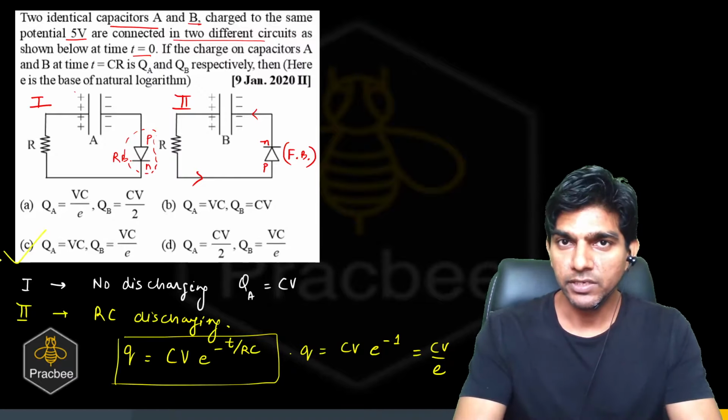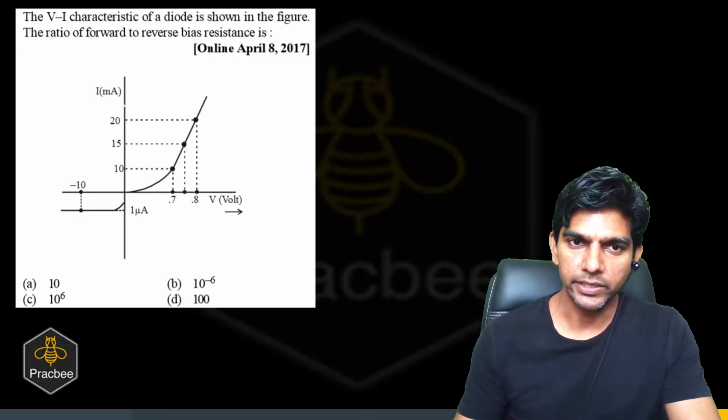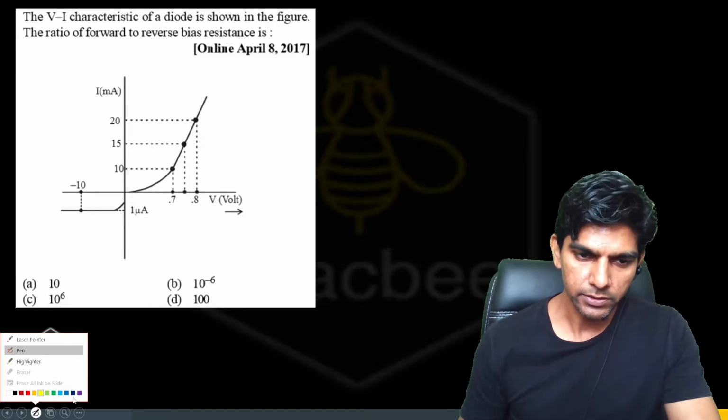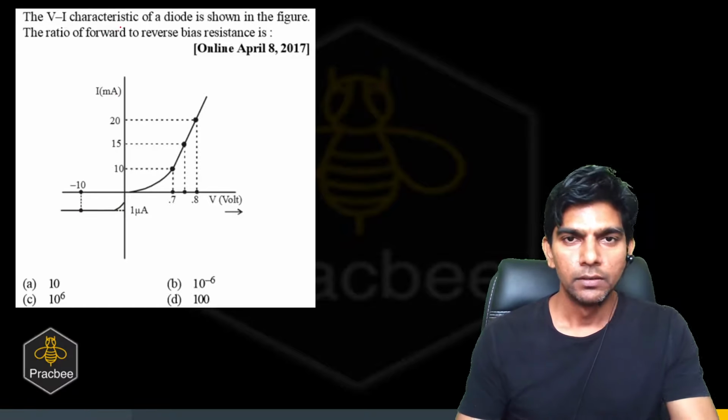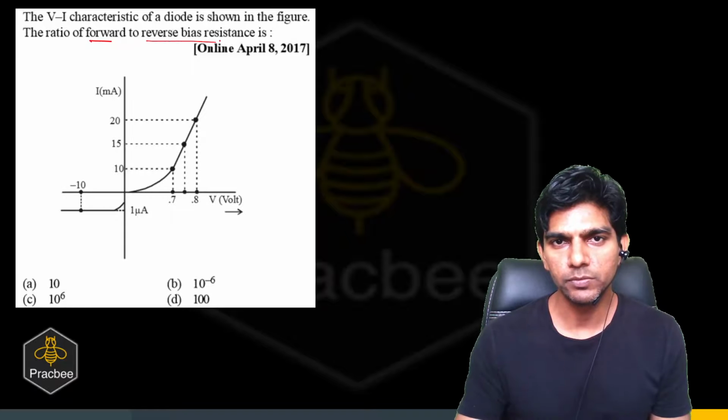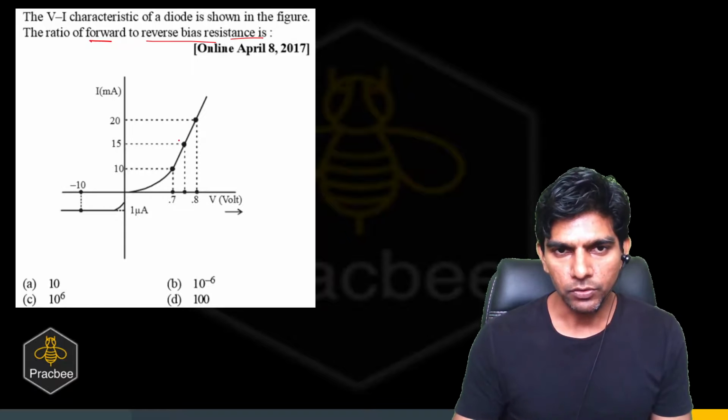Okay, so this type of questions are being asked. And there is one more type of question which is based on the VI characteristic, about the resistances, dynamic resistances. So let us see. The VI characteristic of a diode is shown in the figure. The ratio of the forward and the reverse biased resistance is... Right. So in the forward biased mode, how to find the resistance?